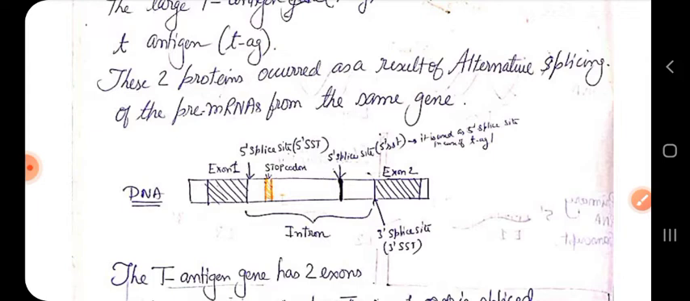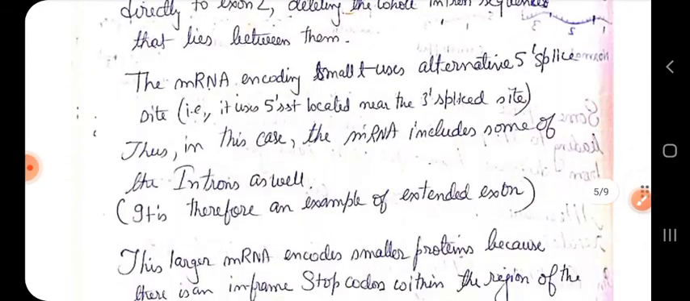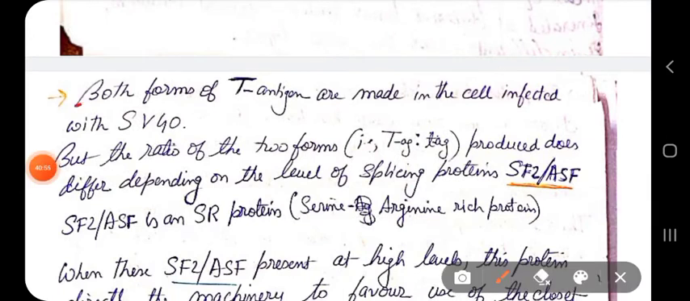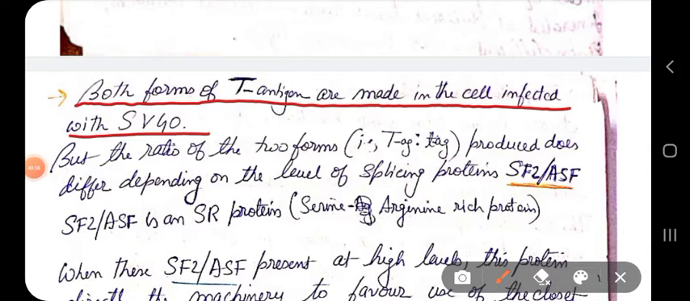But within the intron which is retained as a result of alternative splicing, there is a stop codon also, due to which a small polypeptide chain is produced, that we call the small T antigen. Now it is saying that both forms of the T antigen are made in the cell infected with SV40.